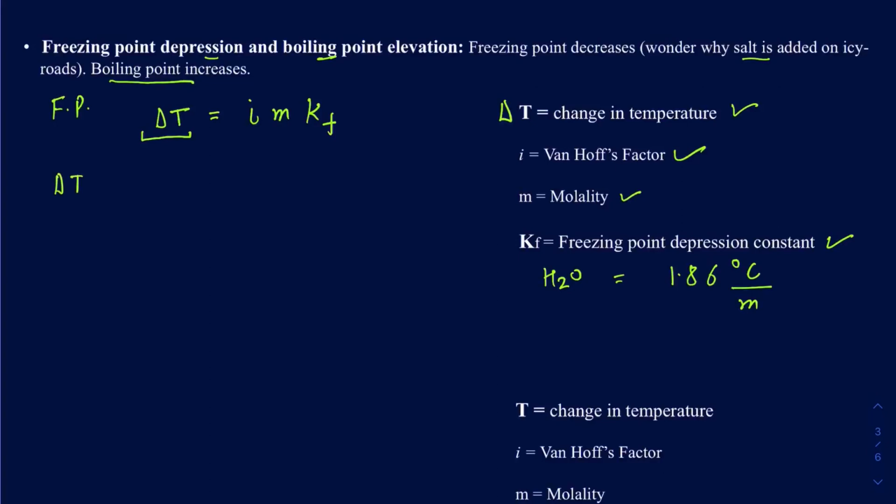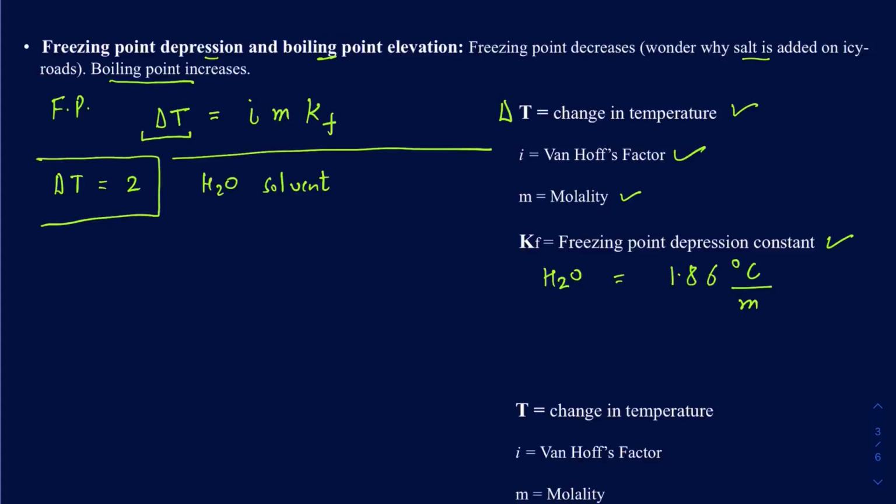Suppose the delta T came out to be 2. All right, so that's your change in temperature. So logically, remember, your freezing point has to go down by that much. So if you're talking about water, if water is the solvent in that case, what's going to be the normal freezing point for the water?